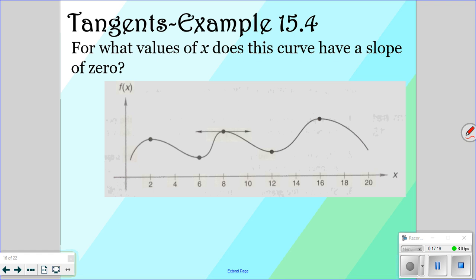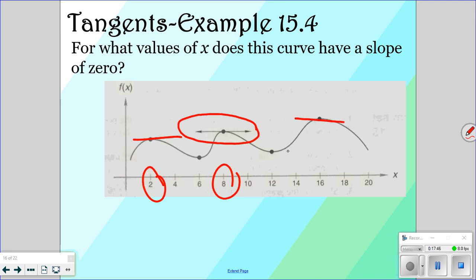So what values of x does this curve have a slope of 0? They already drew one for you right here. The slope of 0 is when you have a horizontal line. So we're wanting to know when our tangent lines would be horizontal. So at 8, also, if we drew a tangent line here at 2, and if we drew one at 16, well, I didn't draw that one so well. It would have a slope of 0.